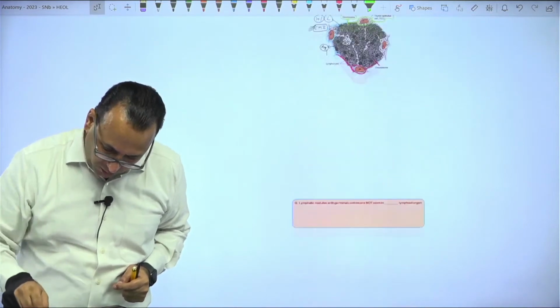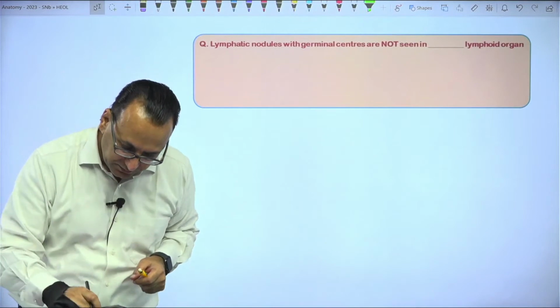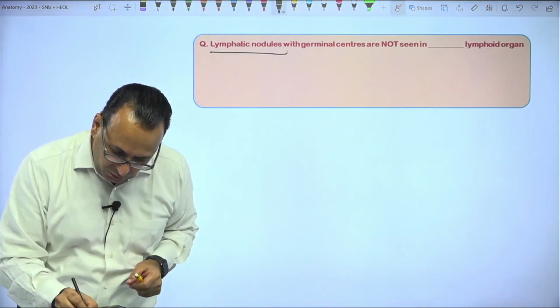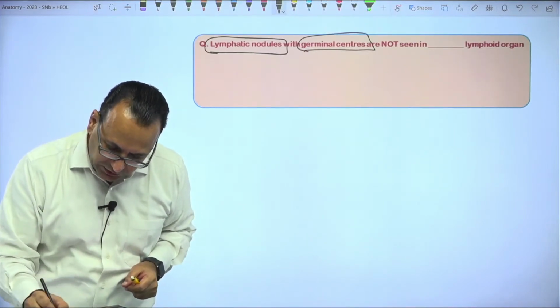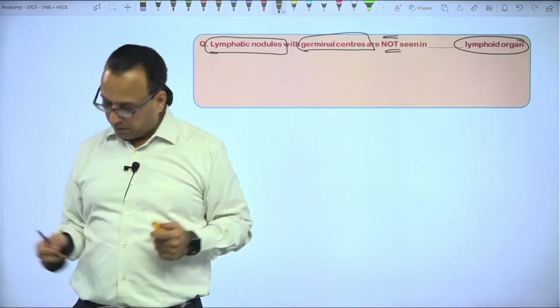Okay. Now what about this question? It is asking, lymphatic nodules with germinal centers not seen in which lymphoid organ. So first of all, you name some lymphoid organs.